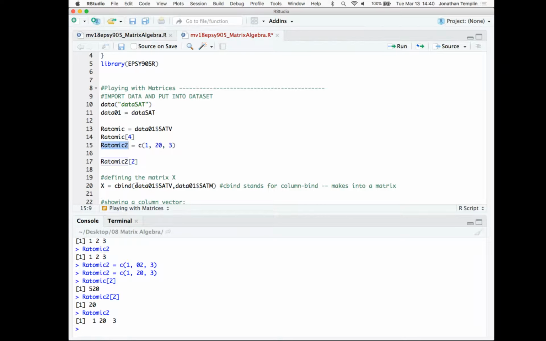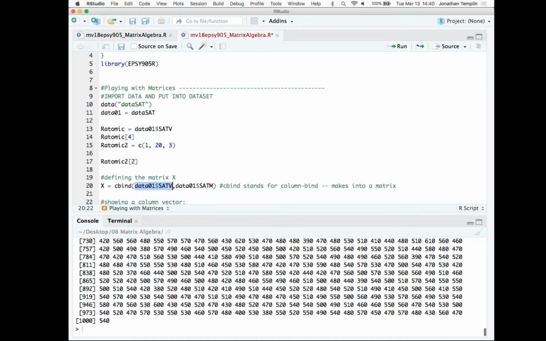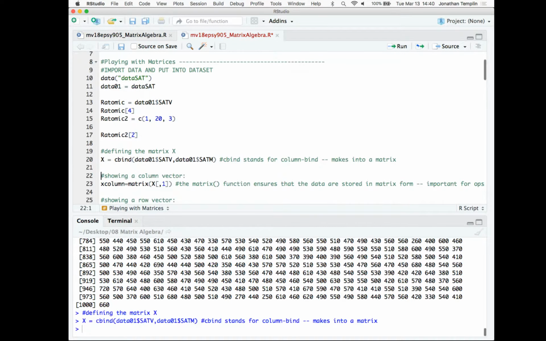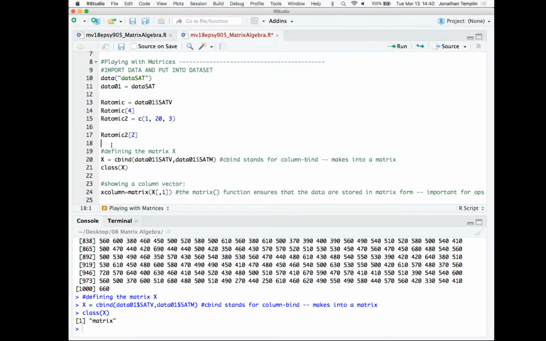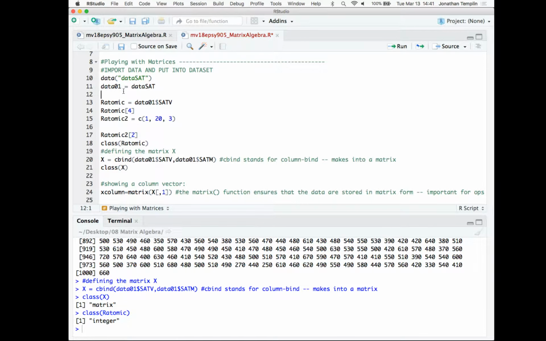So let me show you what a matrix is in R before I get into the differences between the two. If I took the two atomic vectors, this SAT verbal and SAT math, and I put them in the cbind function. What cbind stands for is column bind. It takes them as column vectors and puts them together in a brand new matrix that has as many elements as you tell it to put in here. Right? My matrix X, if I were to type class of X, it will tell me it's a matrix. Whereas if I type class of R atomic, it tells me it's an integer. And class of data 01 tells me it's a data frame.